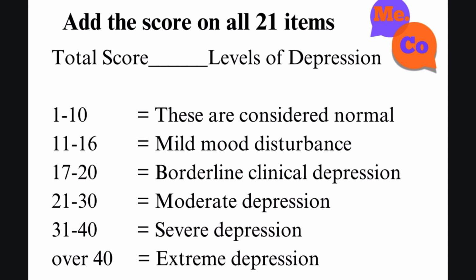If you have scored between 1 to 10, the symptoms that you're experiencing are considered normal. A score between 11 to 16 may indicate mild mood disturbance. A score between 17 to 20 may indicate borderline clinical depression. A score between 21 to 30 may indicate moderate depression. A score between 31 to 40 may indicate severe depression, and a score over 40 may indicate extreme depression.